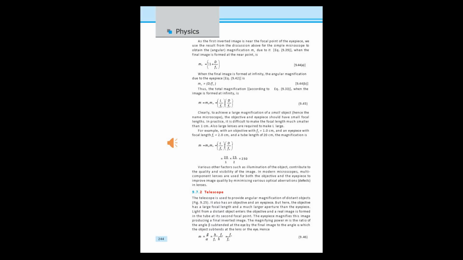Telescope. The telescope is used to provide angular magnification of distant objects, figure 9.25. It also has an objective and an eyepiece. But here, the objective has a large focal length and a much larger aperture than the eyepiece. Light from a distant object enters the objective and a real image is formed in the tube at its second focal point. The eyepiece magnifies this image, producing a final inverted image. The magnifying power m is the ratio of the angle beta subtended at the eye by the final image to the angle alpha which the object subtends at the lens or the eye. Hence m equals f_o by f_e, as given below.